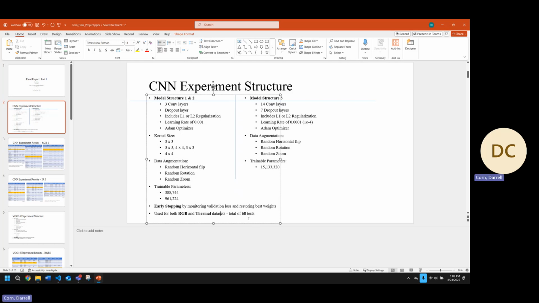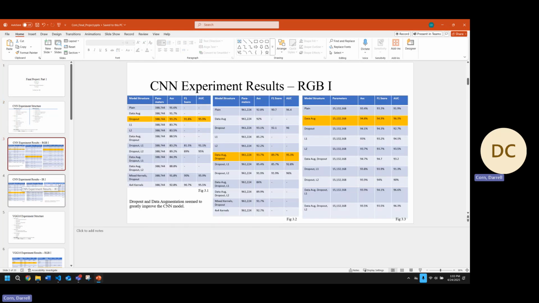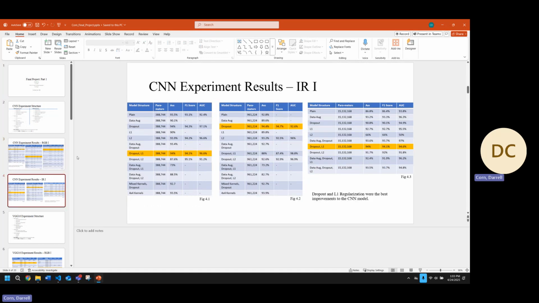But in total, all of these experiments, when you include RGB and thermal data sets, I had 68 experiments with the CNN structure. And here are the results for the RGB data set. What seemed to work best was having a high amount of parameters with data augmentation, and sometimes dropout helped for other ones. And similar for the infrared data set, what seemed to give the best results was a high number of parameters here, along with some regular L1 regularization, which is different from the RGB.